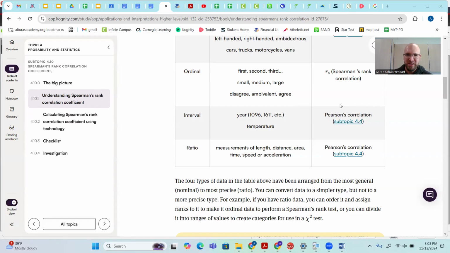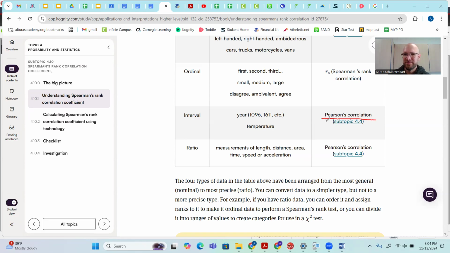Okay. And what they're talking about here, interval, they're talking about year versus temperature, versus ratio, they're talking about length versus distance. So that could be a ratio, or length versus area, or length versus distance versus time. That's speed. Okay. These are types where there is actually a relationship between those two. Again, those are just standard correlation. Sometimes this book calls them Pearson's correlation. That's just R.